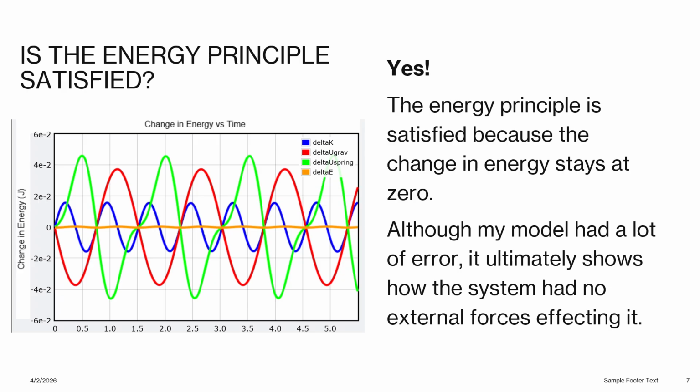So here's the graph showing the change in energy over time. It basically shows the changes in kinetic energy, gravitational potential energy, the spring potential energy, and then the overall change in energy. These energies continuously exchange with each other during the motion, and the question is, is this energy principle satisfied? And the answer is yes, because the change in energy stays around 0. There are small deviations, but these are due to numerical approximation and measurement noise from the tracker video.